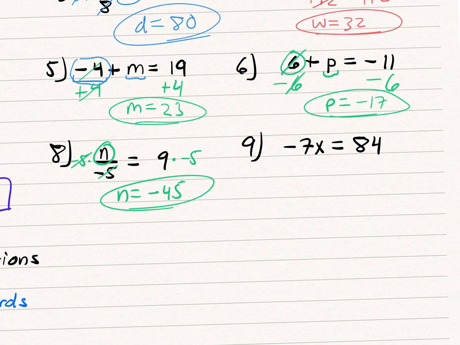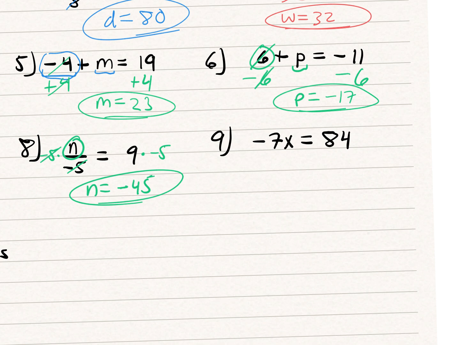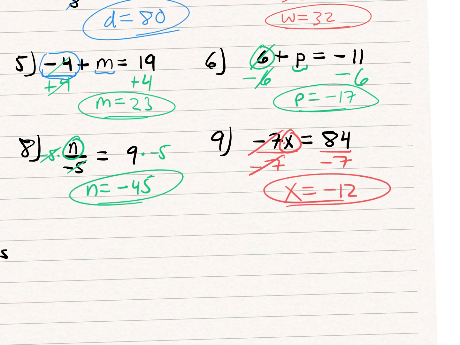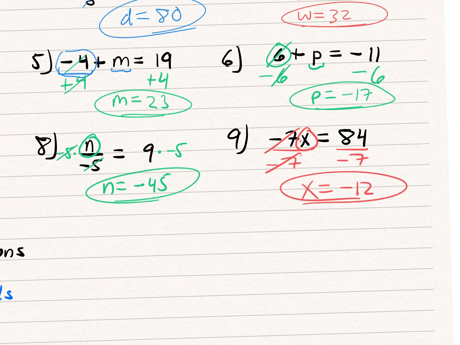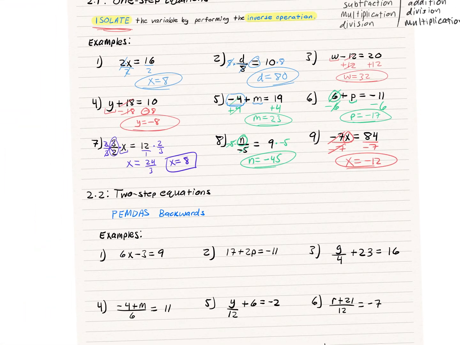All right? Same thing with number 9. I have a -7 times x equals 84. Opposite of multiplying is dividing. And then -7 divided by -7 goes away. And then we just have x equals 84 divided by -7, which is -12. Again, positive divided by negative is negative. All right, and so that's our one-step equations.